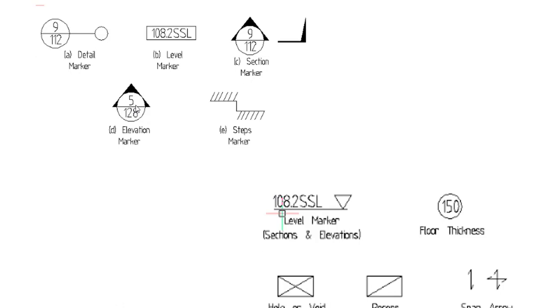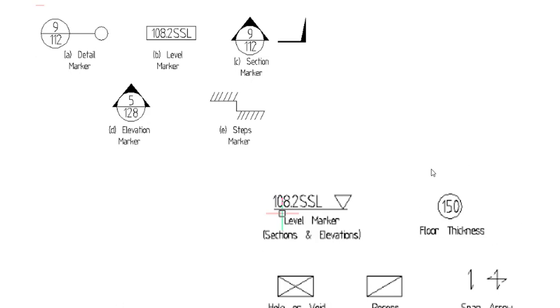Then we have the steps marker. Now the steps marker is used to identify the lines at a change in level, and they are normally identified by adding sectional hatching to the plan. Okay, so these are a few important points you need to understand at the initial level. Other symbols I have also specified over here. You can check this out for the section, elevation, plan, and floor thickness part.